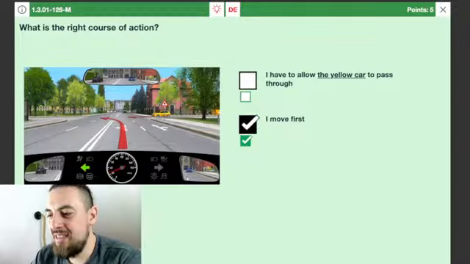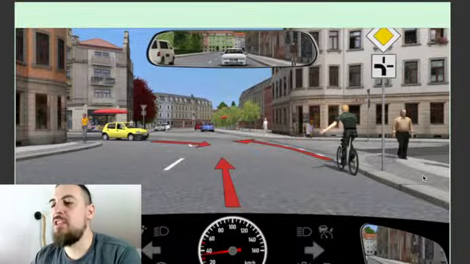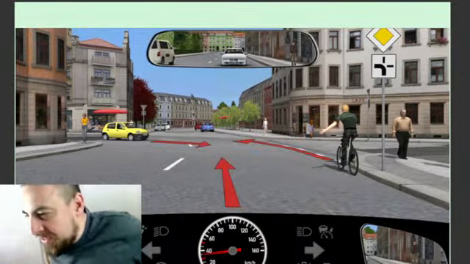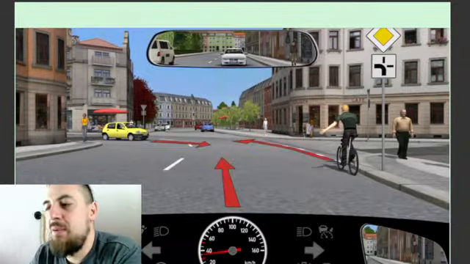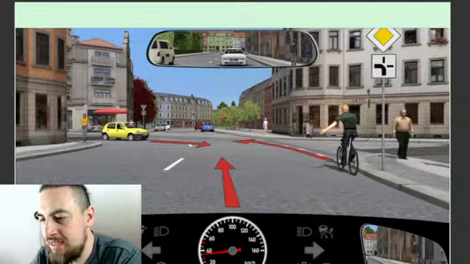Nice, yes. All right. In what sequence may each continue driving? May each continue driving, okay. So we have to check who's going first, who's second, and which is third. So let's have a look. Remember, first check the signs or which rules apply, and then think who has priority.